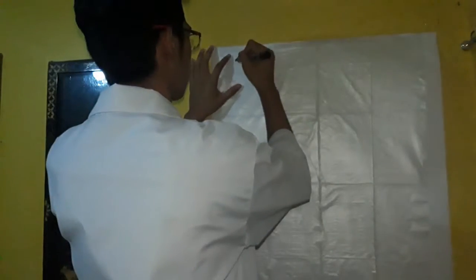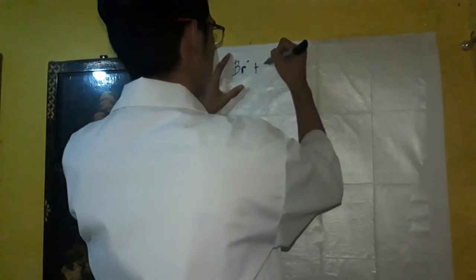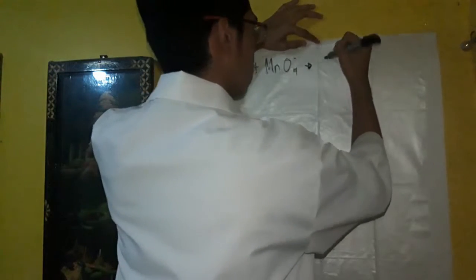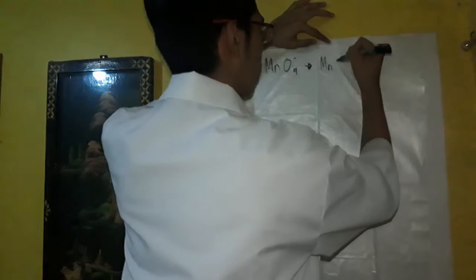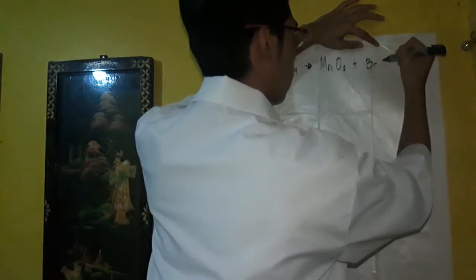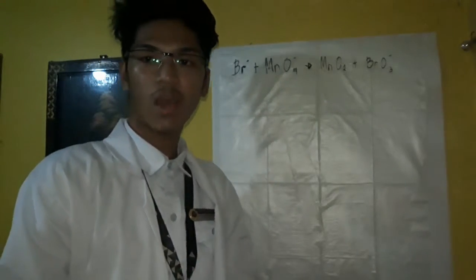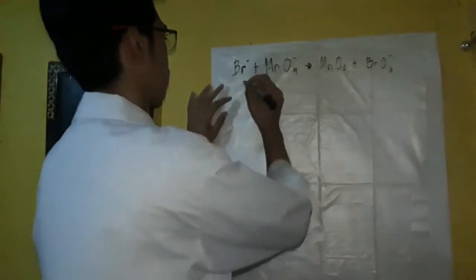Now, our problem is Br⁻ plus MnO4⁻ to MnO2 plus BrO3⁻. Of course, we will take the first half reaction. Okay, so the first half is Br⁻.